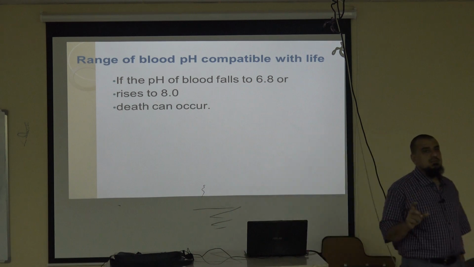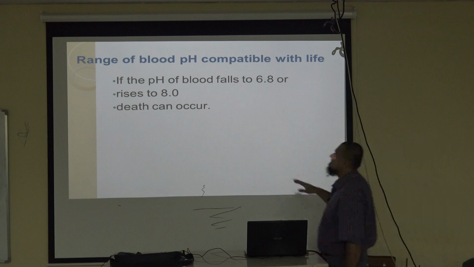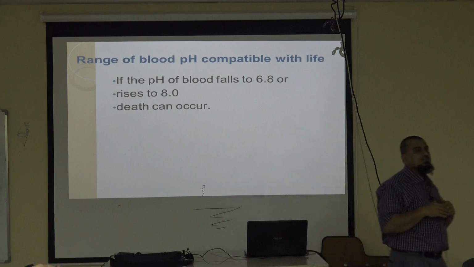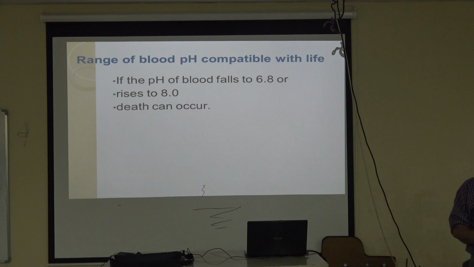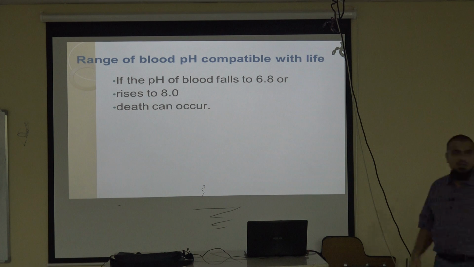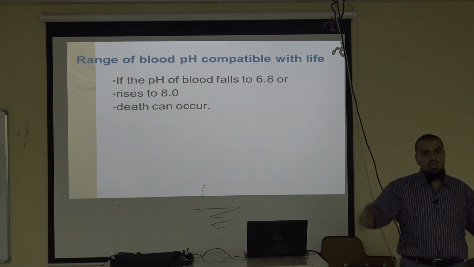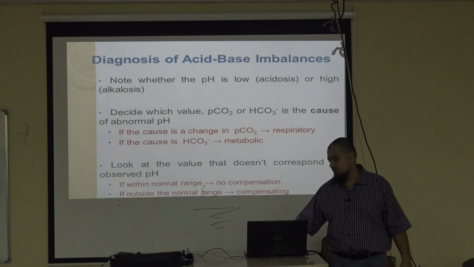Now what is the normal range? What is the safe range of pH? I told you 7.45 is the normal range, and up to 8 the body can control it, can regulate it, but if it is more than 8, death can happen. Similarly, the normal pH is 7.4, and when it drops to 6.8 the body is able to cope, but below 6.8, death can happen. Clear? So the safe range compatible with life is from 6.8 to 8. If it is less than 6.8 or more than 8, death can occur.